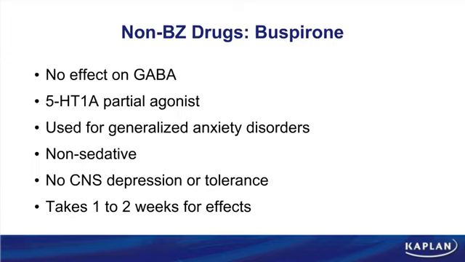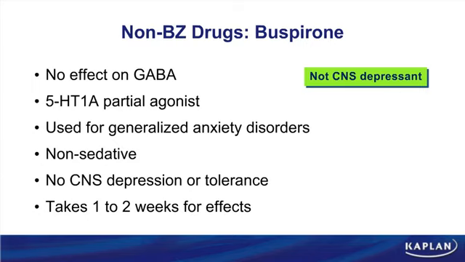Because it's a serotonin drug and not a GABA drug, it's not a CNS depressant. It has a different set of properties compared to the other drugs we've covered. It can be used for generalized anxiety disorders. Because it's not a CNS depressant, it doesn't have sedative effects like you would expect from GABA drugs. You don't get the CNS depression, you don't get tolerance. If there is a downside to this drug, it's that it takes 1 to 2 weeks before it starts to work, so it does have a slow onset.